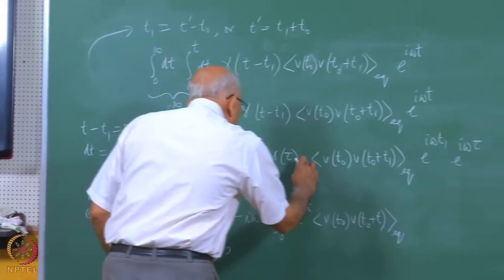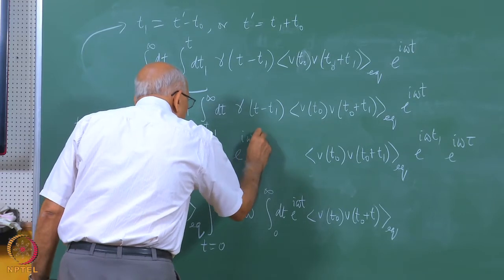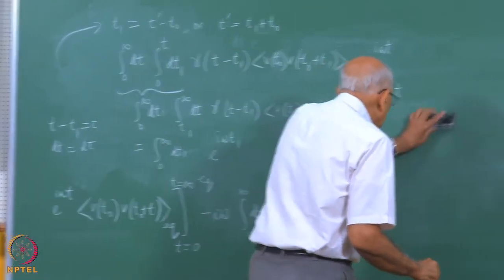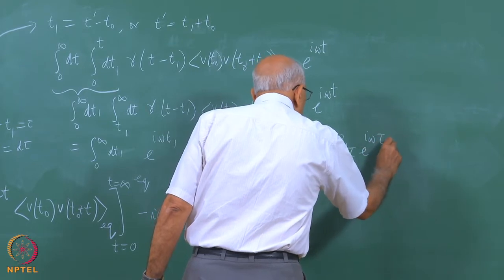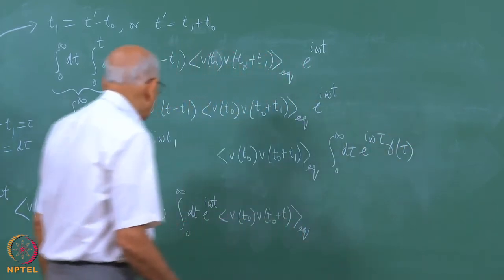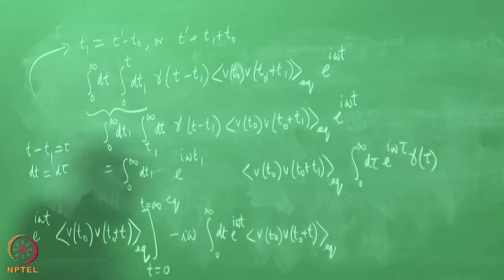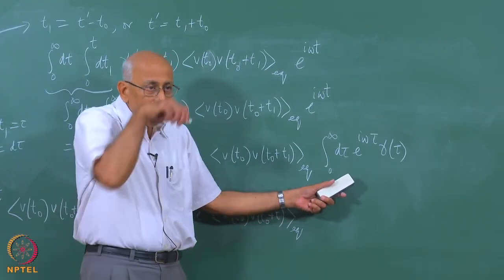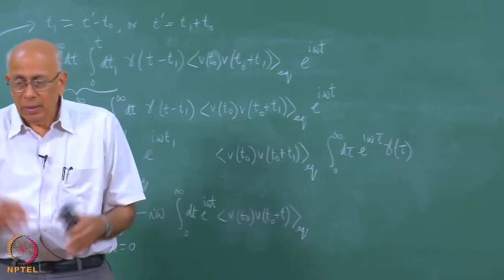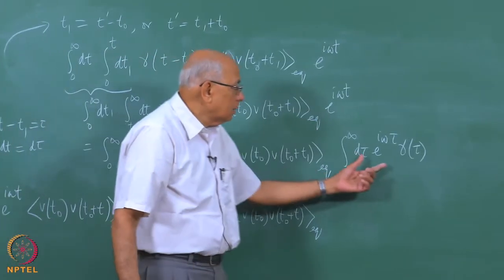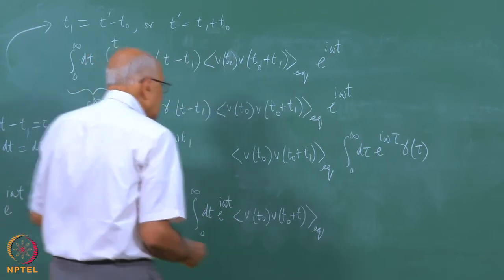So let's bring the e to the I omega tau here, and this integral was just e to the I omega t1. Let me bring that there, and then this completely factors: integral 0 to infinity d tau e to the I omega tau gamma of tau. It totally factors out. And what did we call this? We call this gamma bar of omega, the one-sided Fourier transform of this, weighted with e to the I omega tau. This integral was gamma bar of omega. It's a function of omega alone, right? So this becomes gamma bar of omega.